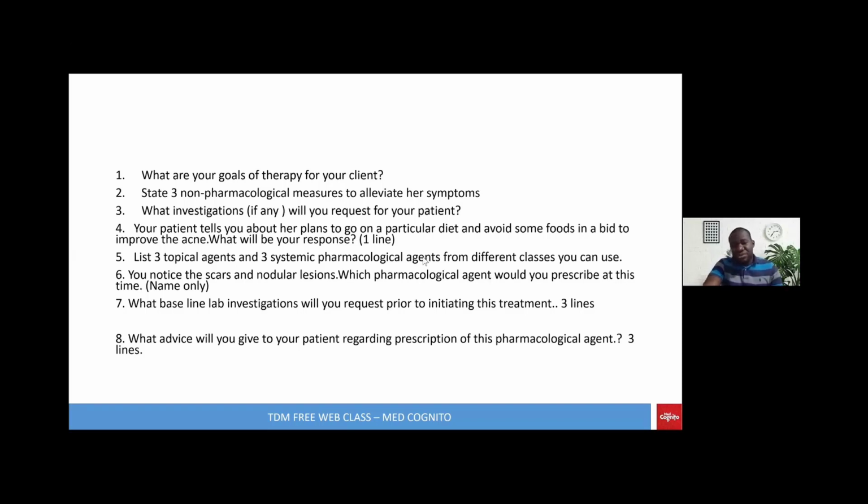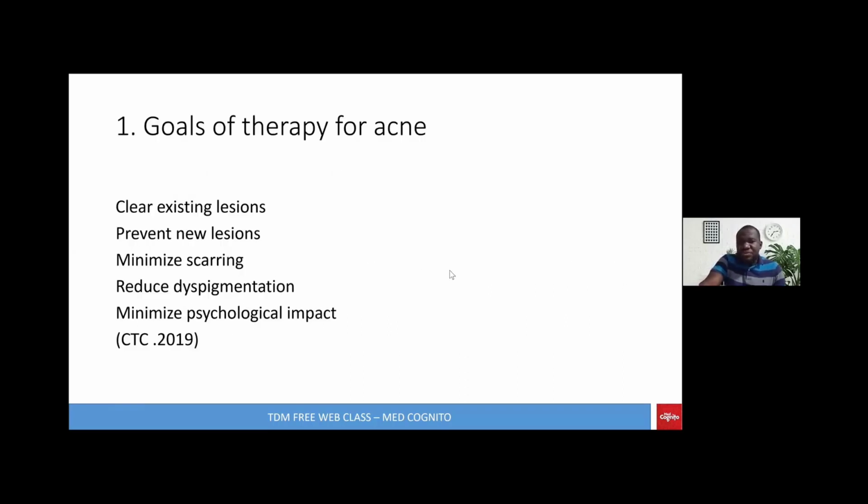Okay, so let's review model answers for this. What are your goals of therapy? If you have someone who comes with very severe acne, what are the goals of therapy for your client? Your goals will be to clear the existing skin lesions that she has, prevent new lesions from forming, minimize scarring, reduce dyspigmentation or depigmentation, and minimize psychological impact.